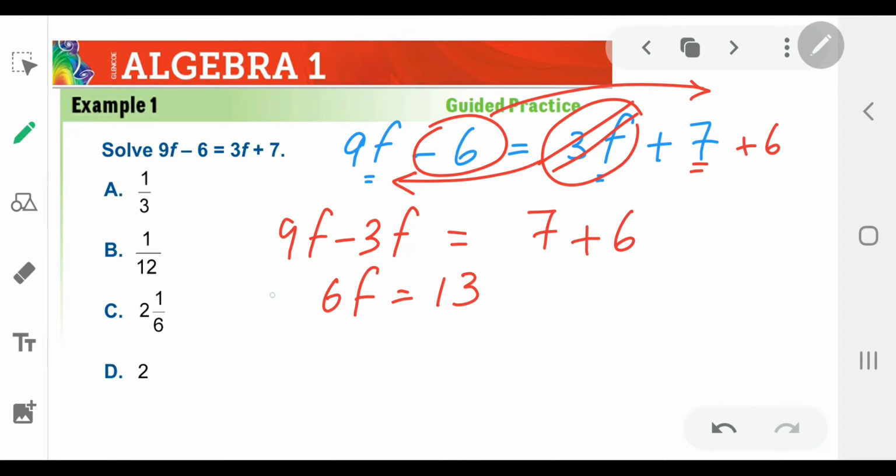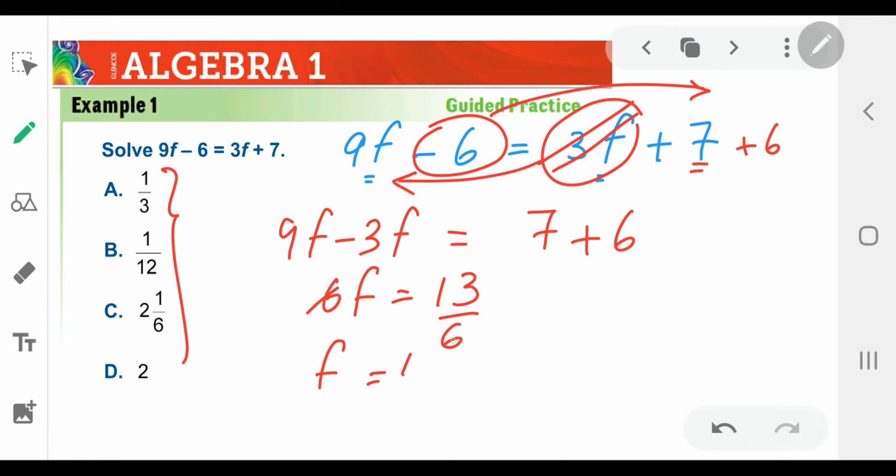Again, a single step equation, very simple one. You can divide here by 6 to get rid of this 6. So F would be 13 divided by 6, and it can be written as a mixed number, because as you can see here, many of the answers are given as mixed numbers.